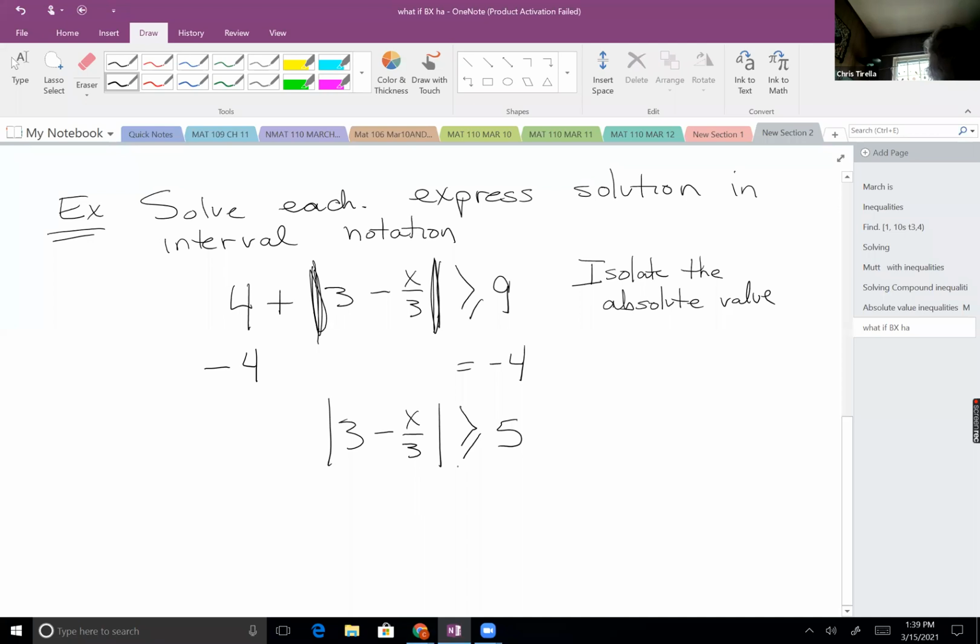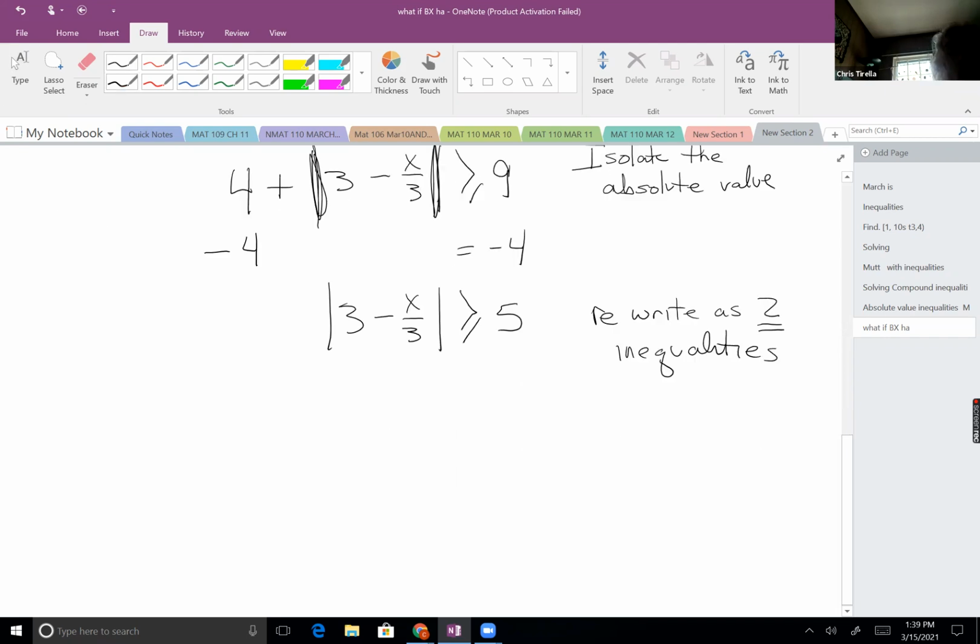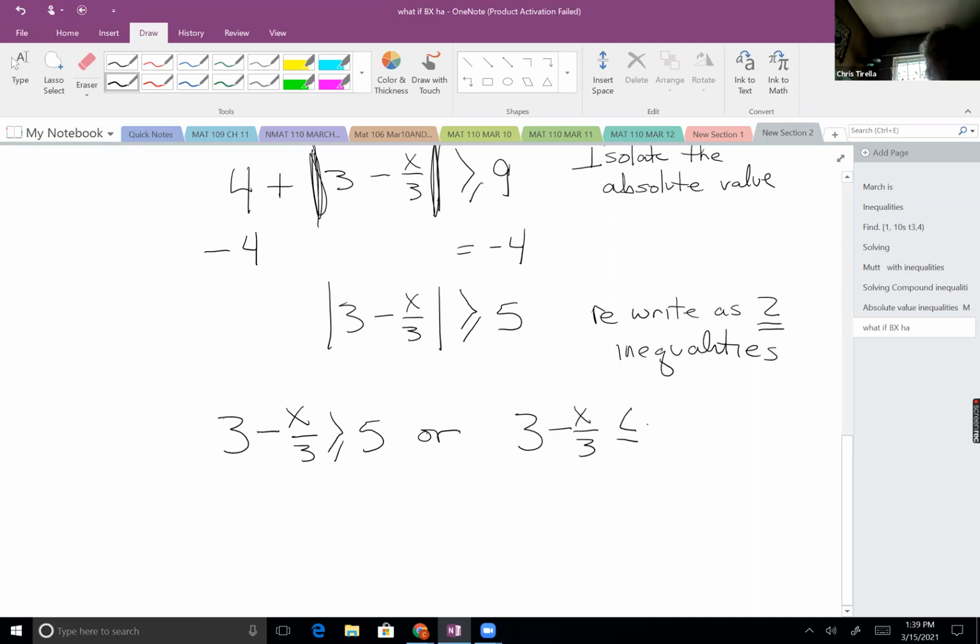And now, because it's greater than, we're not going to turn it into a compound inequality, but we're going to rewrite it as two inequalities. For one, we just lift the bars: (3 minus x) over 3 is greater than or equal to 5. Or for the other, we lift the bars, change the direction, and change the sign on the other side.